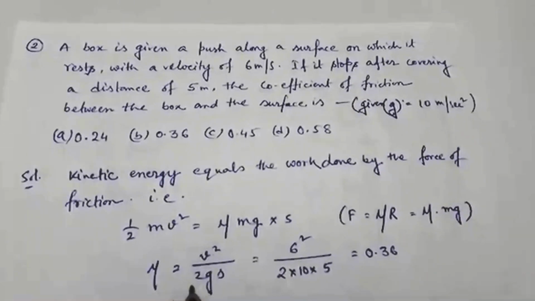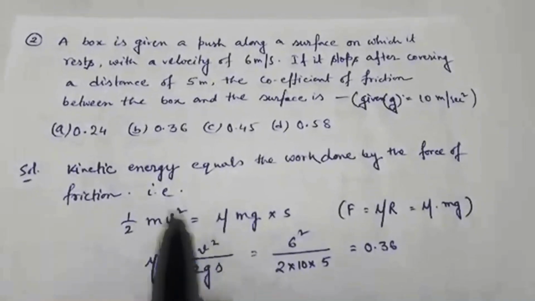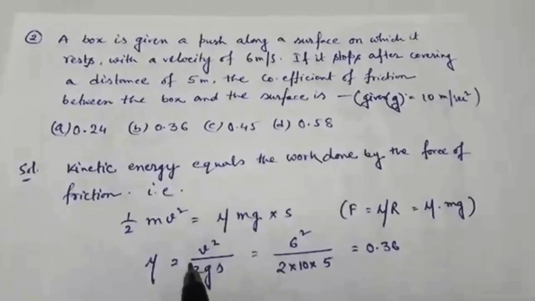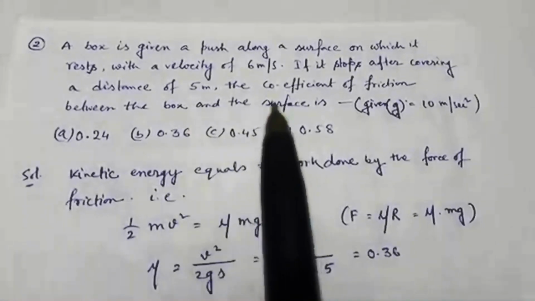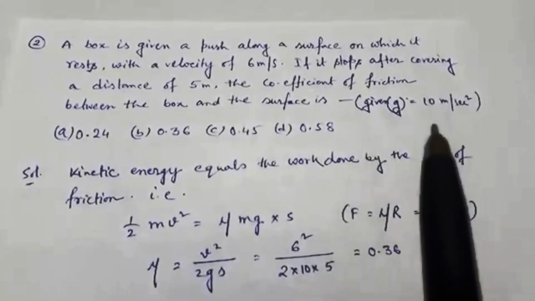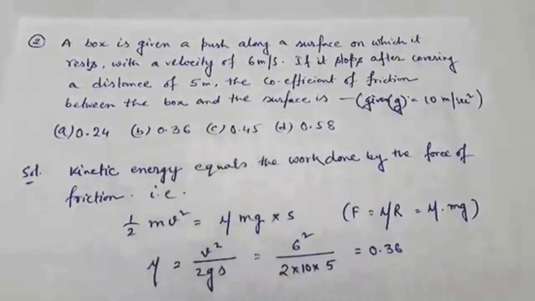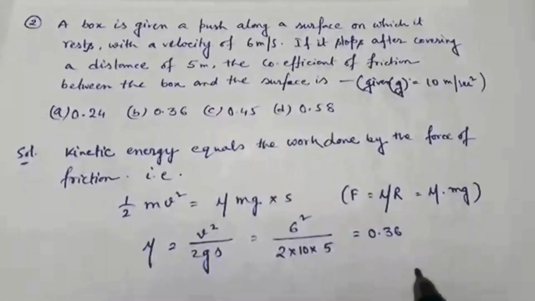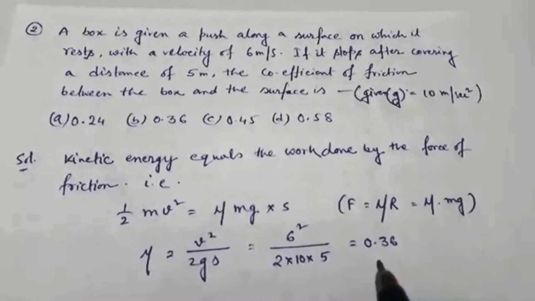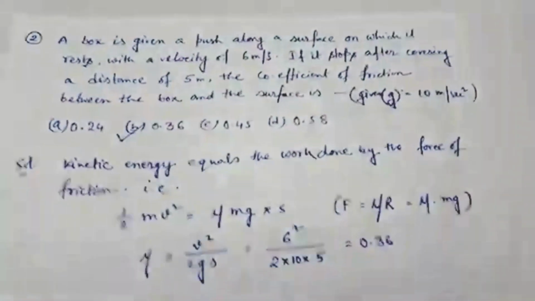So half mv square equals mu mg into s. We have to find the coefficient of friction, that is mu, equal to v square by 2gs. v is already known, 6 meters per second, g is also known, 10 meters per second square, and s is the distance covered, 5 meters. After calculating, we find that the value of mu is 0.36. So the answer should be B, 0.36.